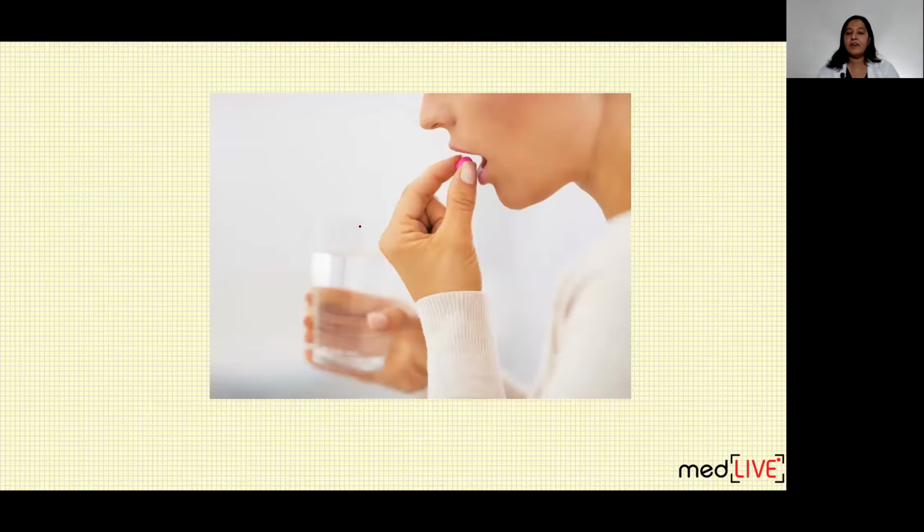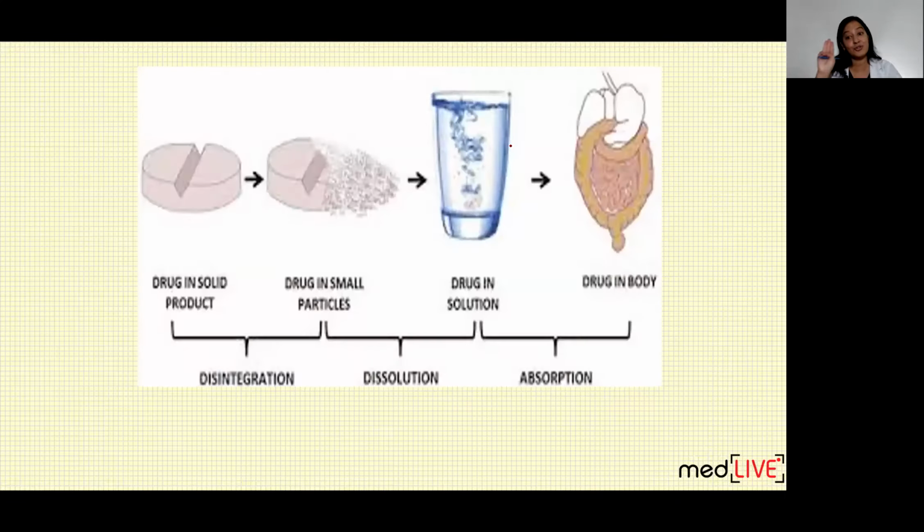If I am taking any drug through the oral route, in the form of syrup, tablet, capsule, anything, through the mouth, and I take 100 gram of it, how much will reach my blood? That is bioavailability. Now it depends on three factors.